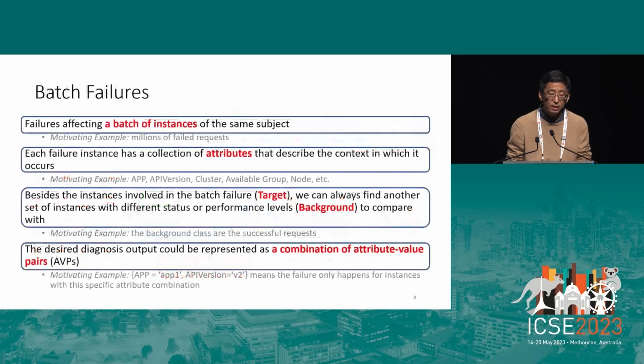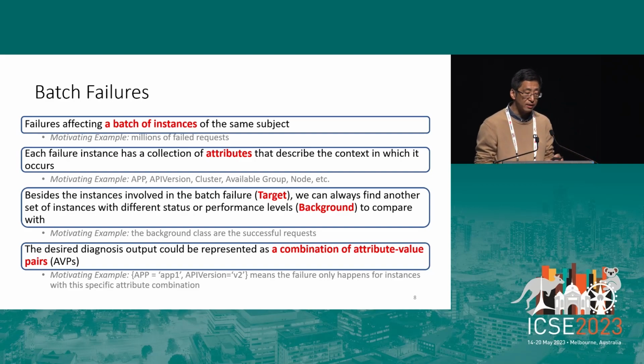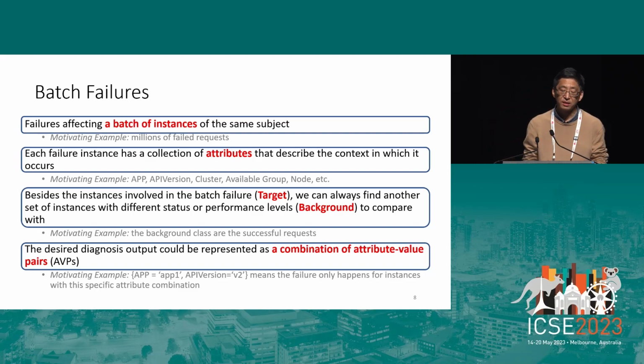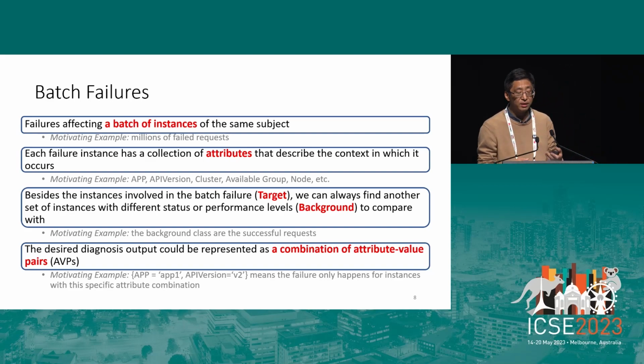So we see that there is a common pattern. We call it batch failures. So basically, failures that affect a batch of instances of the same subject. So for example, the failures of a node, the failures of a service, and so on.